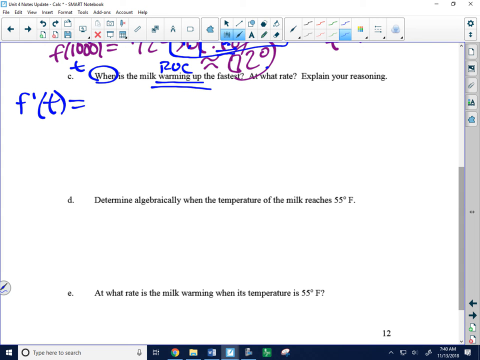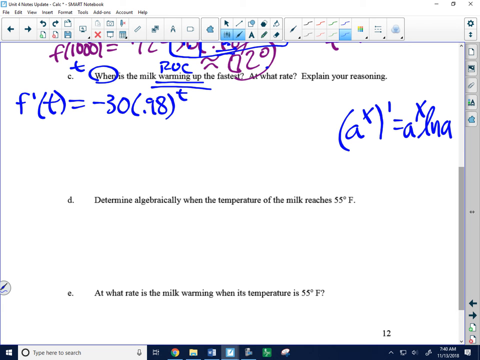So the derivative of, so I'm doing the difference rule. There's a minus, so I can do each derivative separately. The derivative of 72 is 0. Okay, then I have negative 30 is the coefficient. Negative 30 times 0.98 to the t. Negative 30 is coefficient. Any coefficient we can bring down. And then I'll evaluate the derivative of 0.98 to the t. That is a to the x. And the derivative of a to the x is a to the x ln a. So it's going to be 0.98 to the t, ln of my base, 0.98.